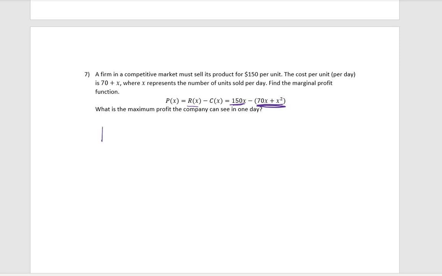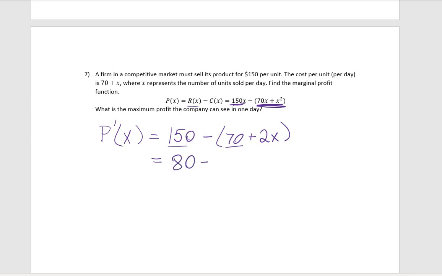So to find the maximum profit, we have to find the derivative first. That's going to be 150 minus (70 plus 2x), which if we simplify, is 150 minus 70, so that's 80, minus, remember you have to distribute that negative, minus 2x. So that'll be P prime of x.